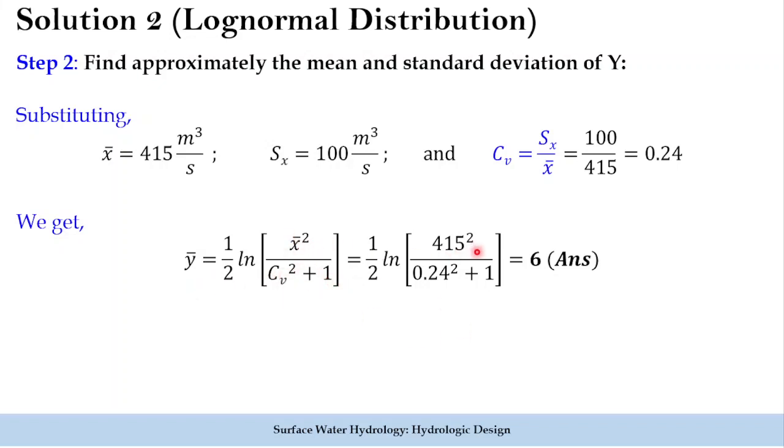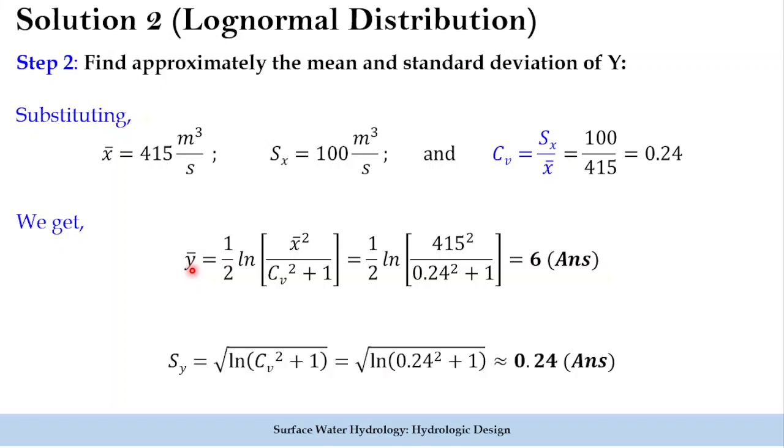So here X bar is 415 whole square, CV is 0.24, substituted likewise, and we got 6 as the final response, which is the Y bar. So the mean of Y, which is a log transformed variable Y, is 6, and likewise we can obtain the standard deviation of Y by substituting the value of CV, which is 0.24, in this equation, and we get 0.24 as the standard deviation of Y. So this is how we can actually solve the problem on log normal distribution.